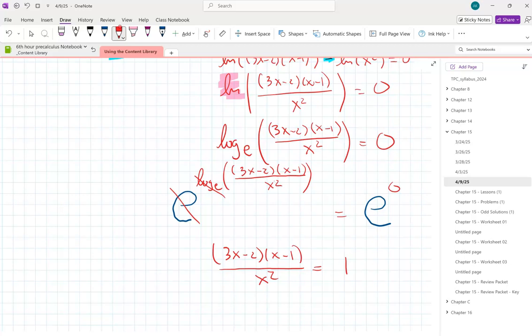What type of equation are we left with? This is a rational equation, right? Just like we handled in the last chapter. To solve a rational equation, we want to clear fractions. So I want to multiply both sides of this rational equation by the least common multiple of the denominators. What is the least common multiple of these denominators going to be? Not 1, x squared, right? It's the only denominator.